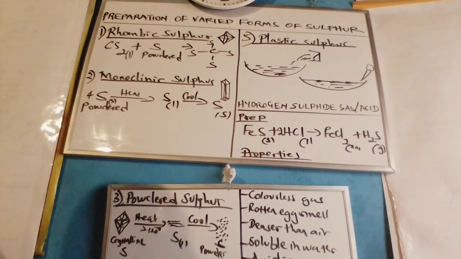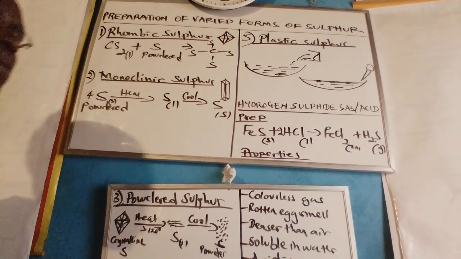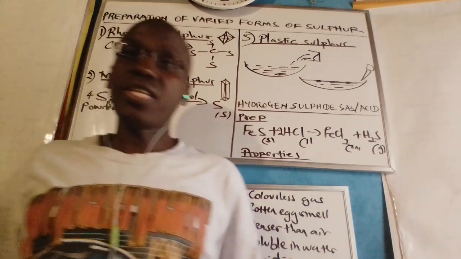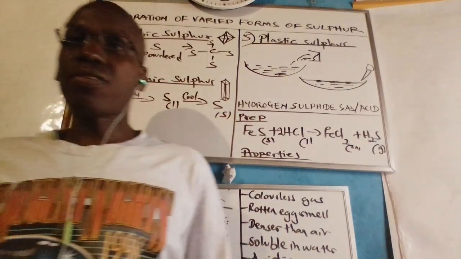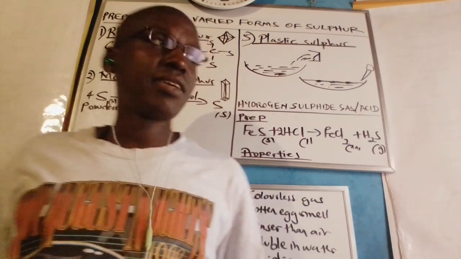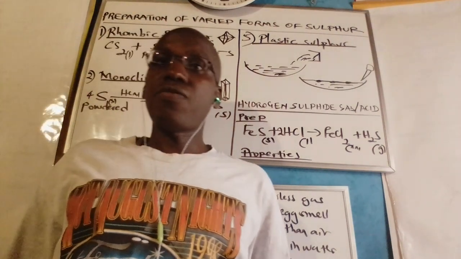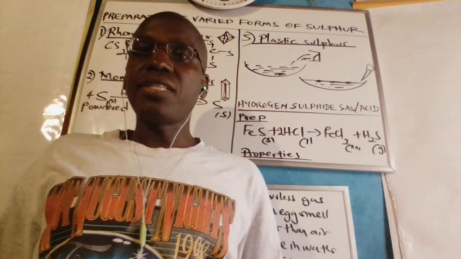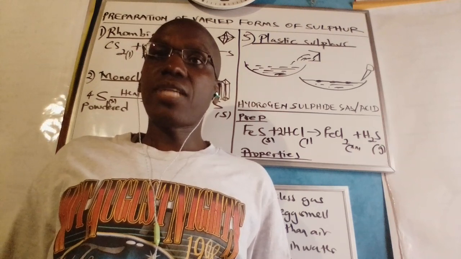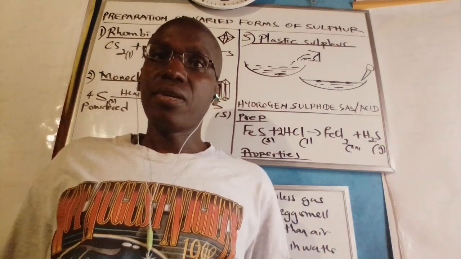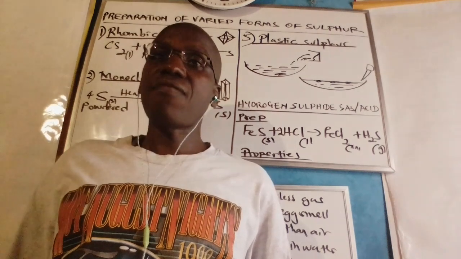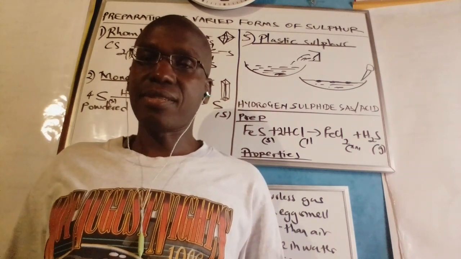What then are the other properties of sulfur? Sulfur can manifest into oxide forms. When you heat sulfur in a limited supply of oxygen, it will form sulfur dioxide, otherwise known as sulfur(IV) oxide. It's a colorless gas which is of pungent smell. It is denser than air. It is soluble in water, and it does not support combustion. Number two, when you burn sulfur in excess oxygen, it will form sulfur trioxide with similar properties.